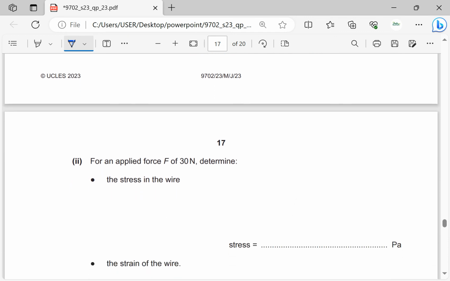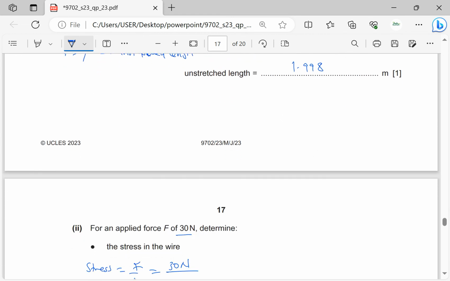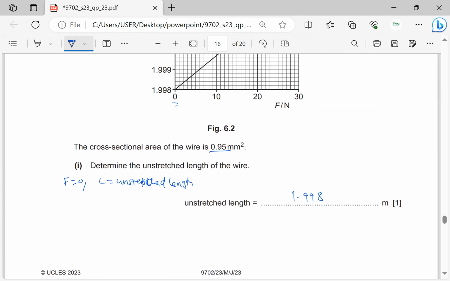For an applied force of 30 newtons, determine the stress. Of course, we know that stress is equal to force over area. The force is 30 newtons, the area was given as 0.95 millimeters squared. I have to change this area into meters squared. I think this will be 0.95 times 10 power minus 6 to change it to meters squared, because 1 meter is 1,000 millimeters. So if this is squared, the other one is also squared, so that is power minus 6.